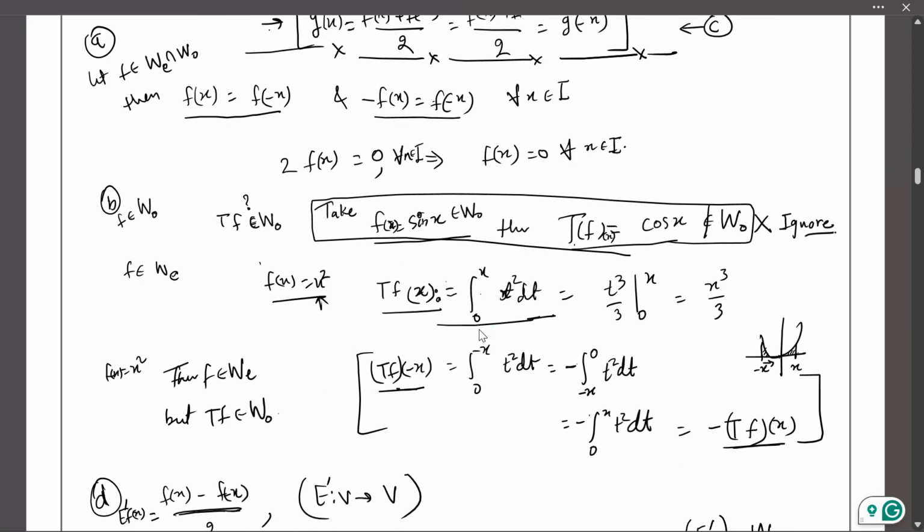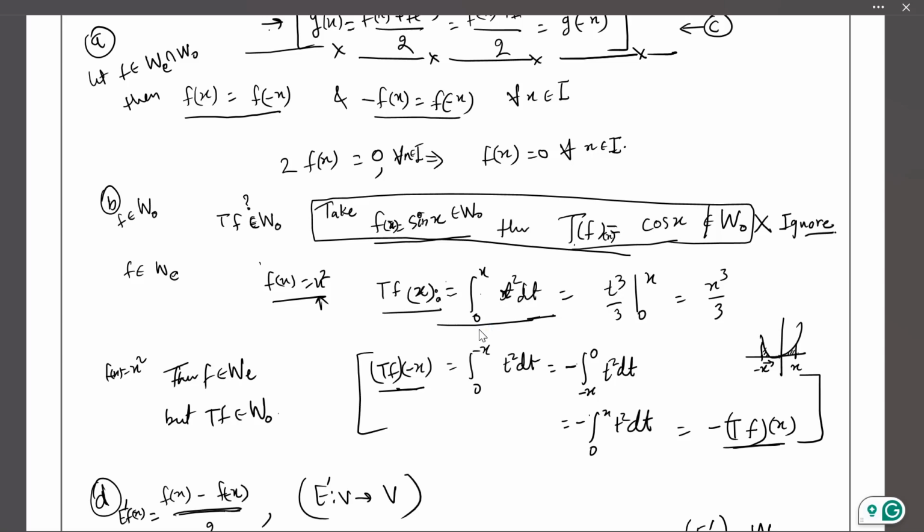Actually, we want to disprove these things, that W is invariant. So we can take any function in W. This x square was the simplest one, but even x can work. Take x in W naught.